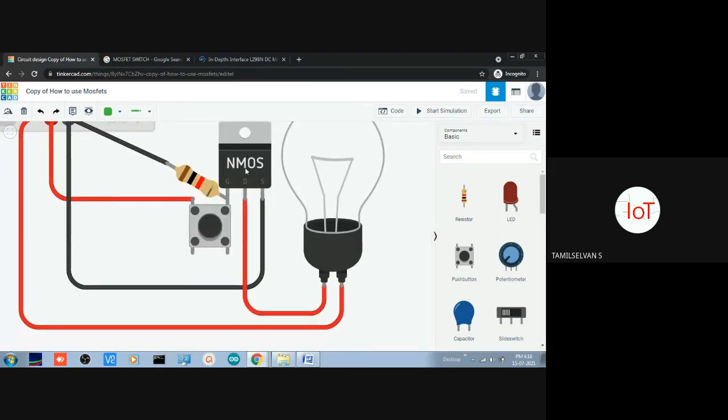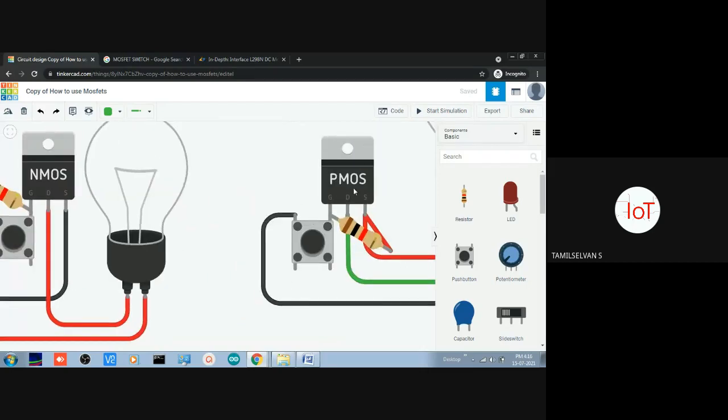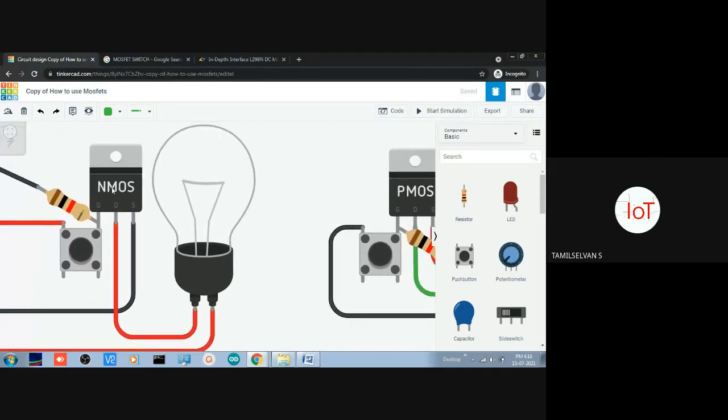Here you can see the NMOS, and on the other side we have the PMOS. These are the two different types of MOSFETs available. What is the difference, if you ask? The NMOS will always be in off mode by default. Only if you energize this particular NMOS will it come into action.